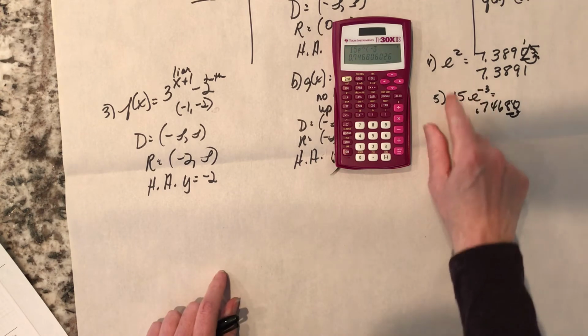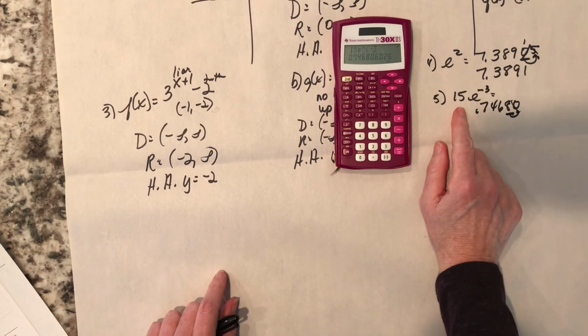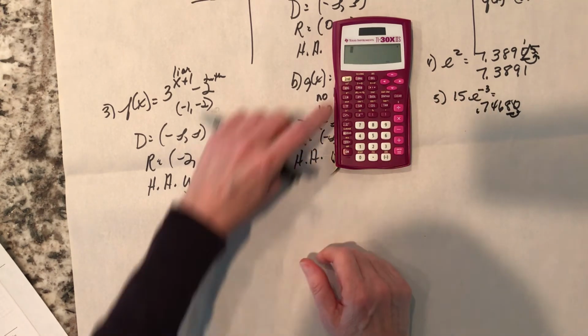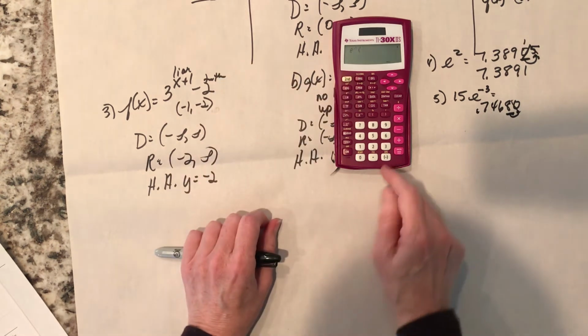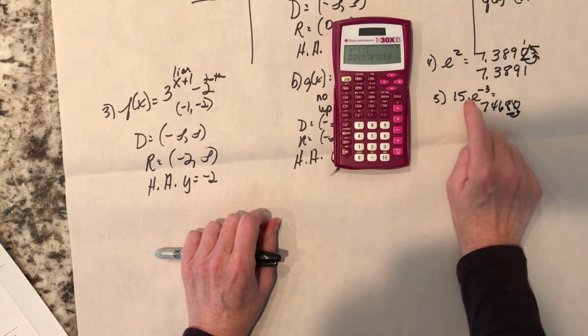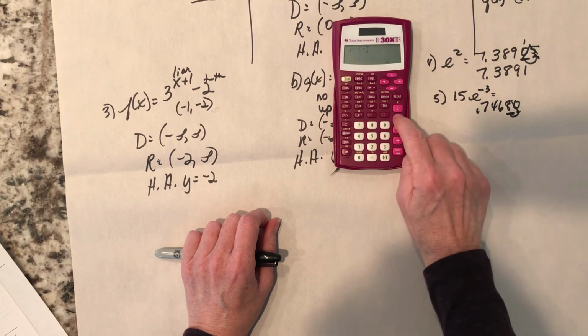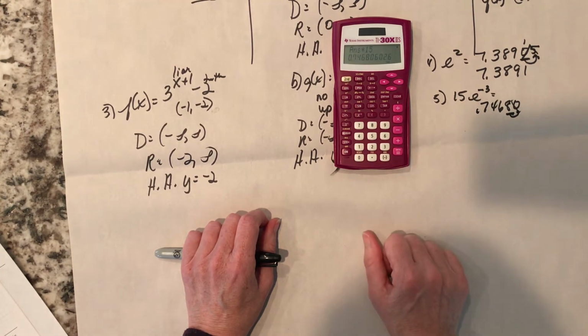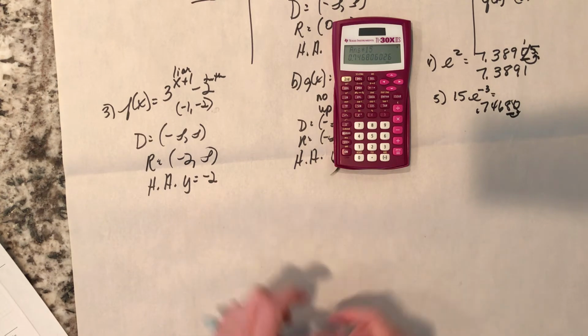If you want to put this in step by step, feel free. You would do something like e to the negative 3 and get that answer. And then multiply it times 15. Times 15 equals, and you'll get the same answer. You can see that.